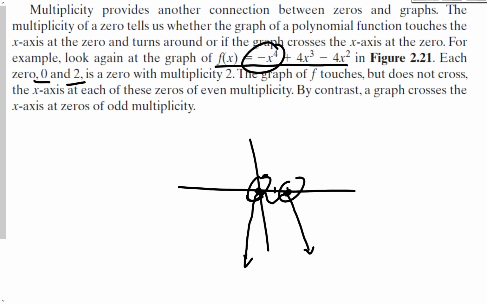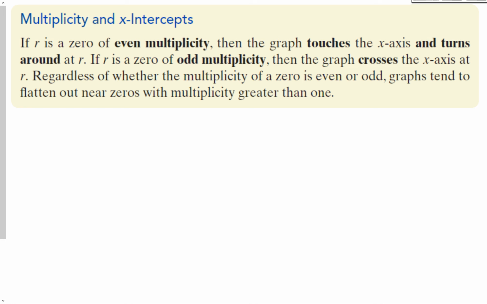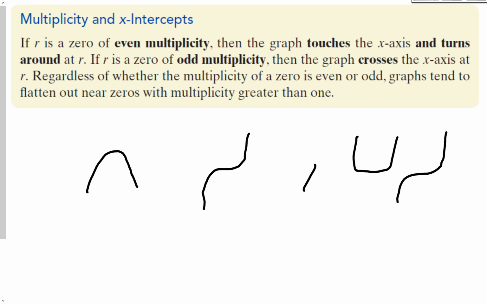Basically what happens is if you have a 0 that happens twice, at that 0, it's going to look like a parabola. If you have a 0 that happens 3 times, at that 0, it's going to look like a cubic. If you have a 0 that happens once, it's going to go straight through. It's going to look like a line. If it's 4th power, it's going to be flatter. 5th power, even flatter, but looks like a cubic.